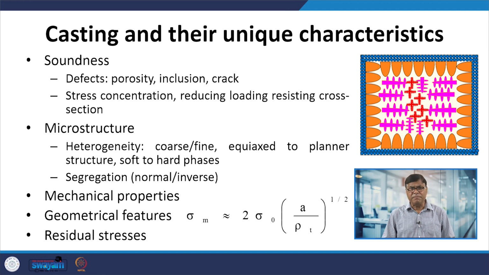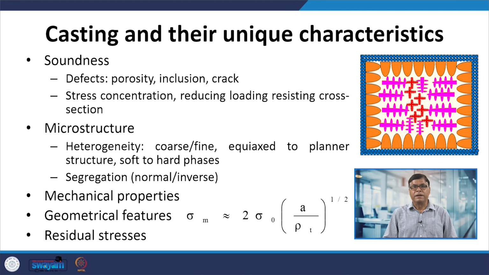So, if we talk about the unique features related to the casting, if the casting is very sound, then to a great extent it performs well, but if the casting is not sound, it means it is having some discontinuities and defects which are beyond the acceptance limit. So, the common defects like porosity, inclusions and cracks, whenever these defects are present, they will be reducing the load carrying capacity, and increasing the actual stresses acting in those areas wherever these defects are present.